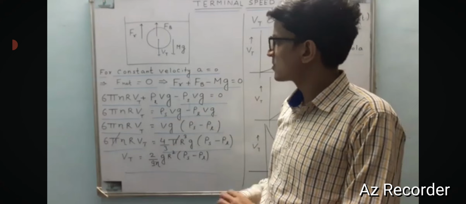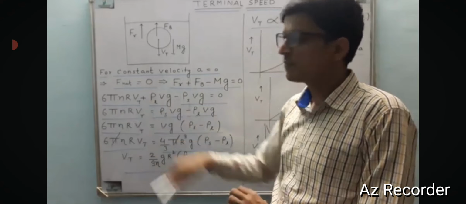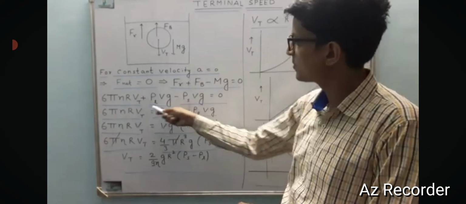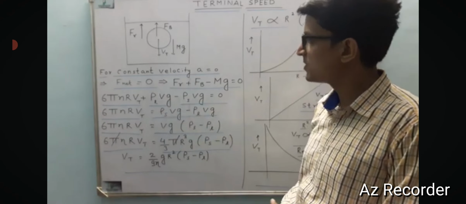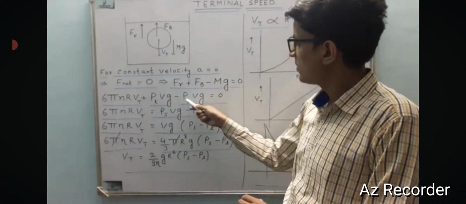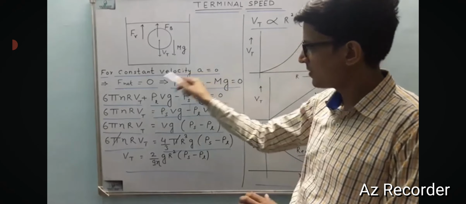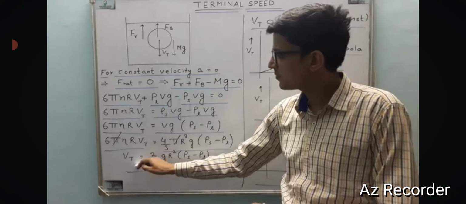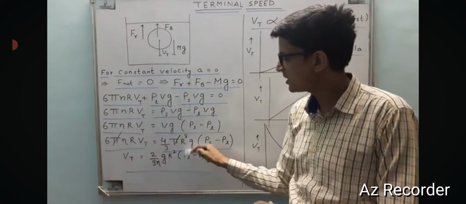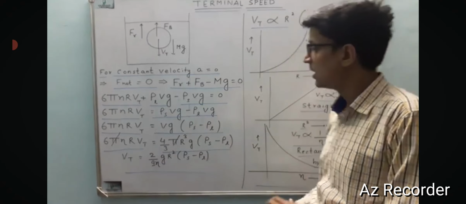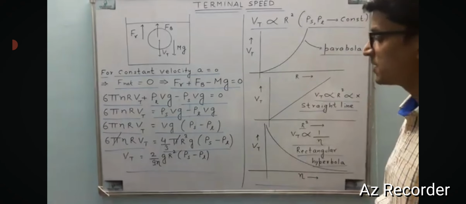We know the Stokes law that resistive force is 6 pi eta r v. Buoyant force is rho liquid Vg, where V is the volume of the body. M will be rho solid into V, so mg is rho solid Vg. So after all the calculations, we have the expression for terminal speed as 2g r square by 9 eta, multiplied by rho solid minus rho liquid.